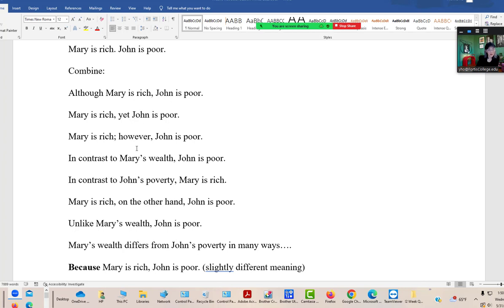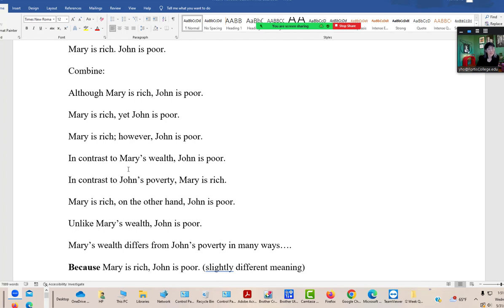Mary is rich, however, John is poor. Is this a compound sentence, a complex sentence, or a simple sentence? Crickets. I mean, nobody knows. So here you have one independent clause. Well, it's not quite FANBOYS, but it is a compound sentence, even though it's not FANBOYS. This is a compound sentence because it's got an independent clause, transition word, and an independent clause. It's still considered a compound sentence.